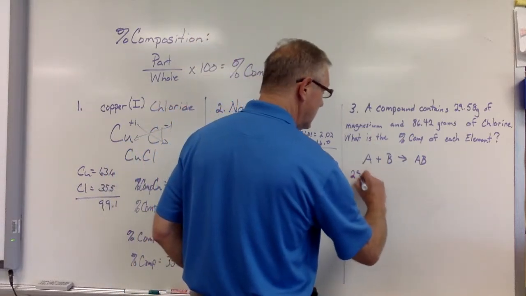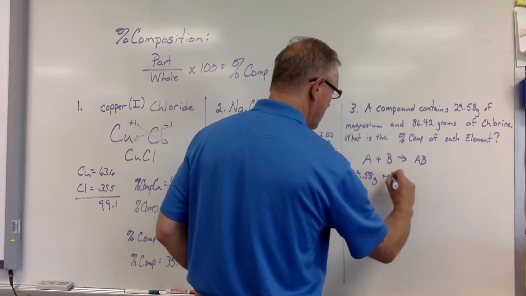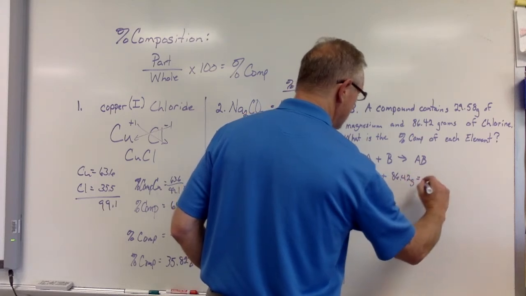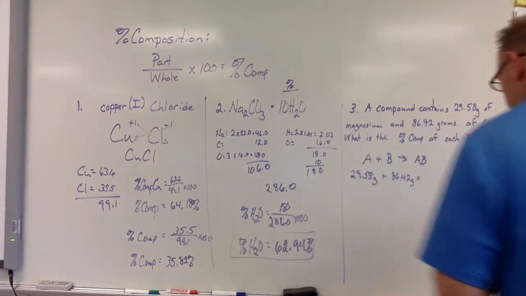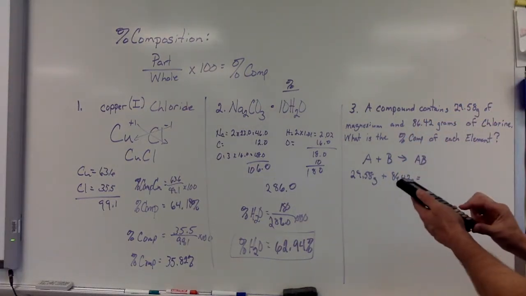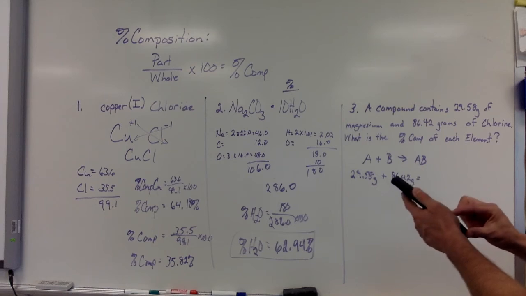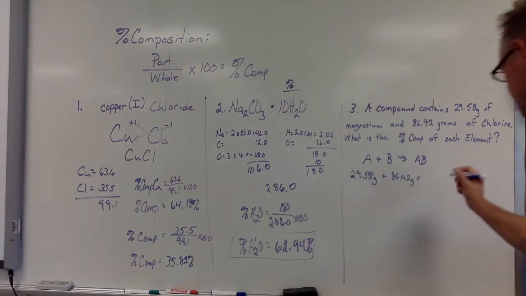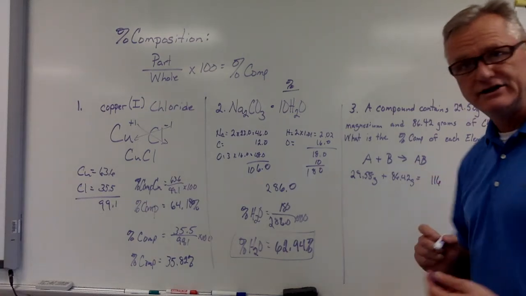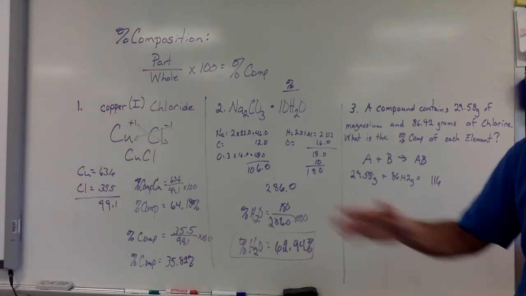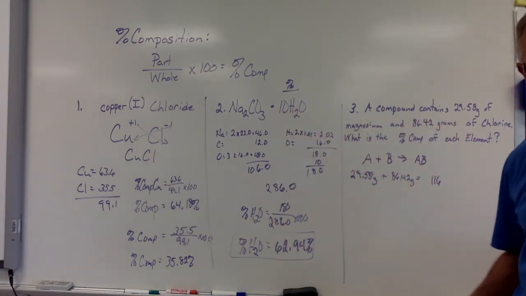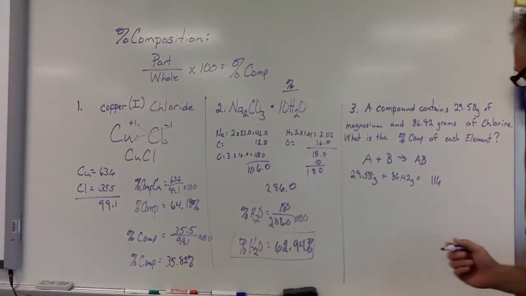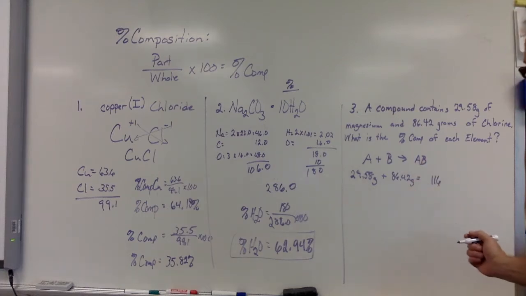I have 29.58 grams plus 86.42 grams equals, and I'm going to have to use my calculator to make sure I don't make a mistake. 29.58 plus 86.42, I get exactly 116. So now I know that my total mass, even though it's not looking at the molar mass, it still has to be a ratio that is going to be the same ratio as our coefficient numbers in a formula. So I'm going to come back in and get the percentage.